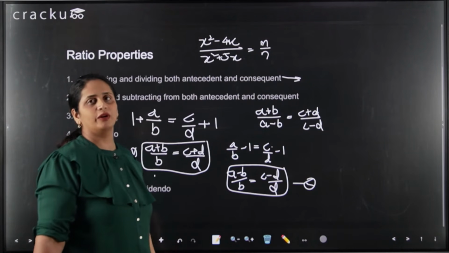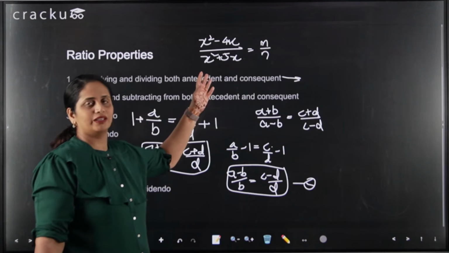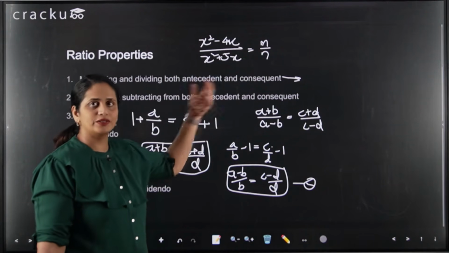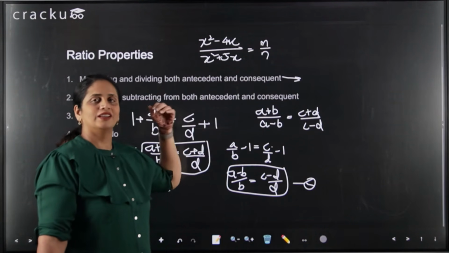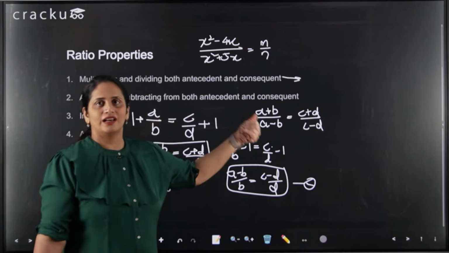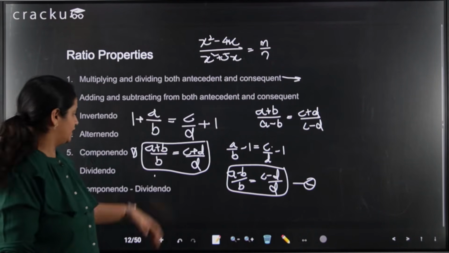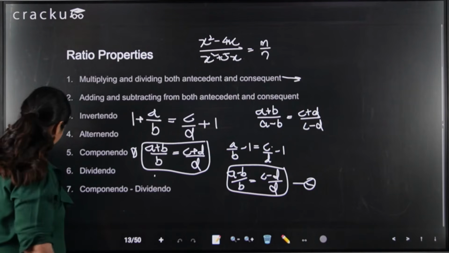So by doing that, what am I doing? At least in the numerator, I am removing the x square term. So from that, I am reducing the complexity of the algebraic equation. That is basically where most of these ratio and proportion rules come in very handy. Let's go to the next concept.